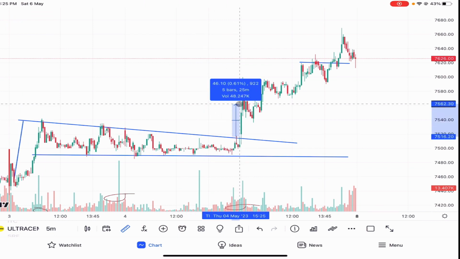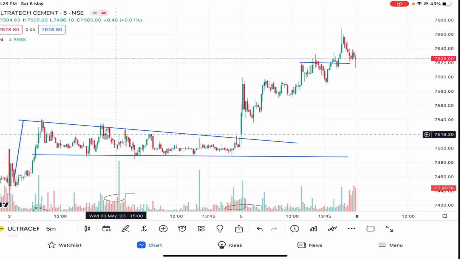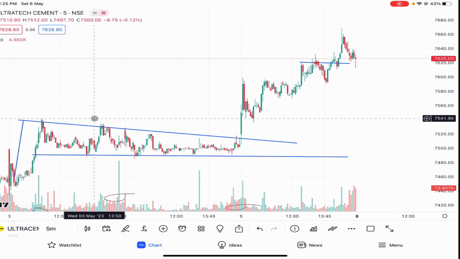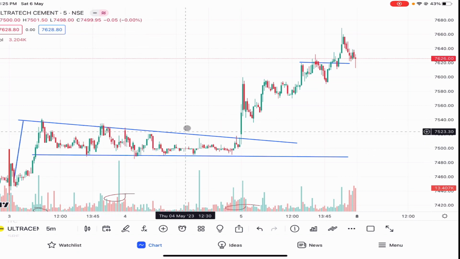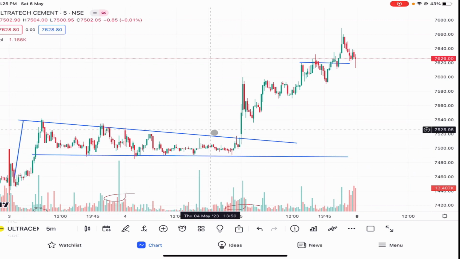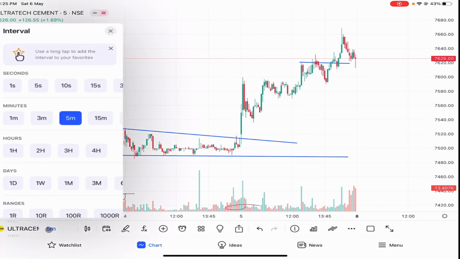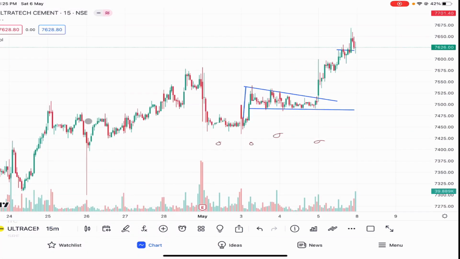0.62%. Well, okay. Again, to keep in mind, I did not take a trade on my 5-minute chart. In my 5-minute chart, I just came to see how my stock was performing, but I took my trade in my 15-minute chart. So let's just go there.